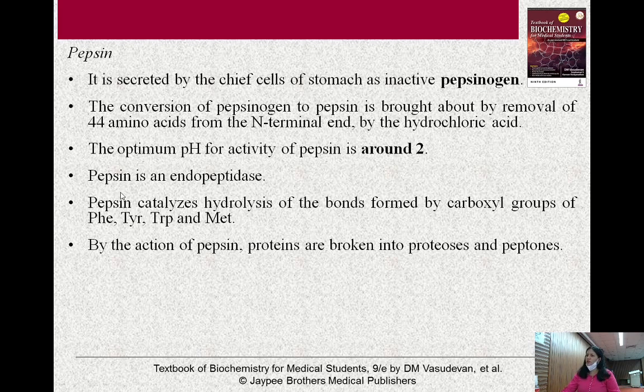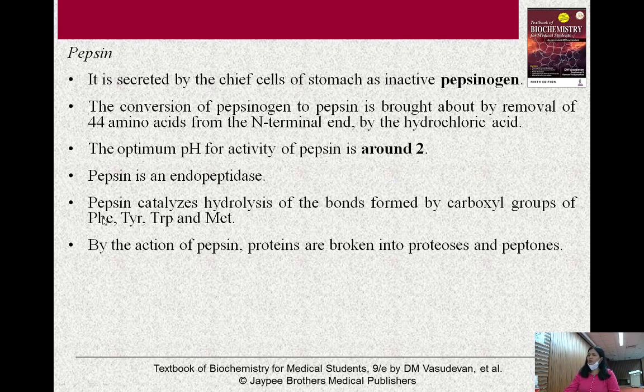And what is pepsin? It is a proteolytic enzyme, and it is an endopeptidase. What is an endopeptidase? It will break the peptide bond from inside the protein molecule. Clear? Now remember, this pepsin molecule acts on the peptide bond formed by the carboxyl group of aromatic amino acids and methionine. These things you have to remember.